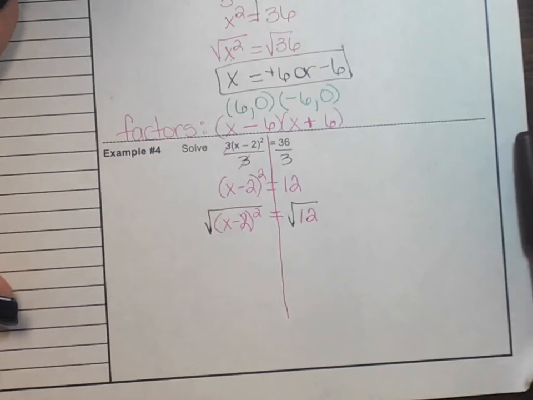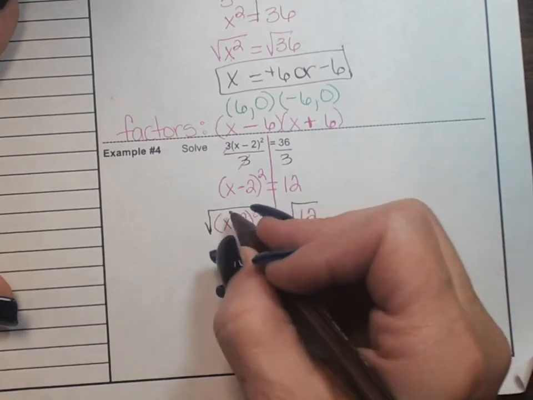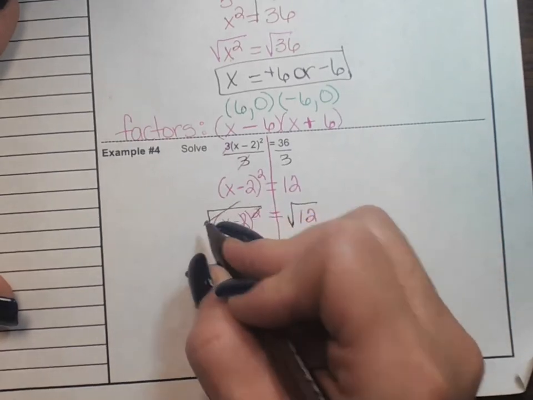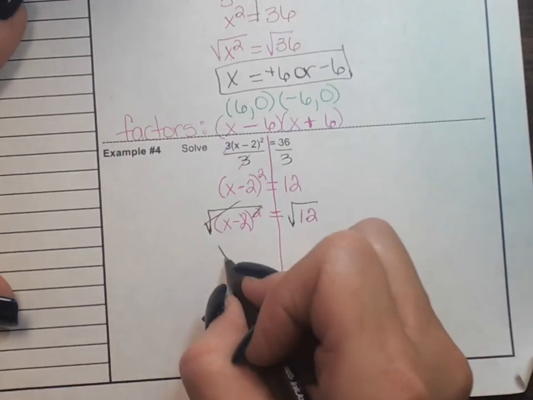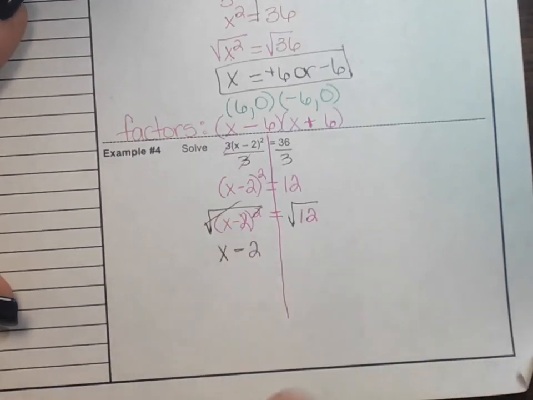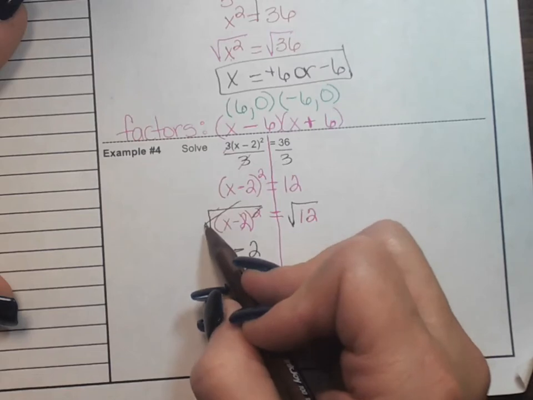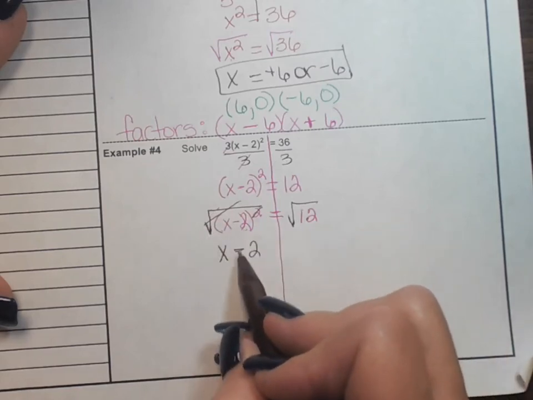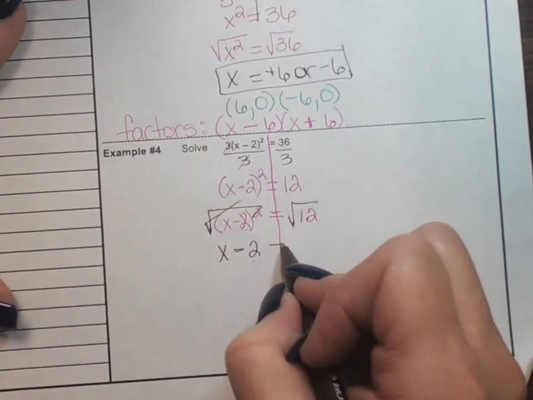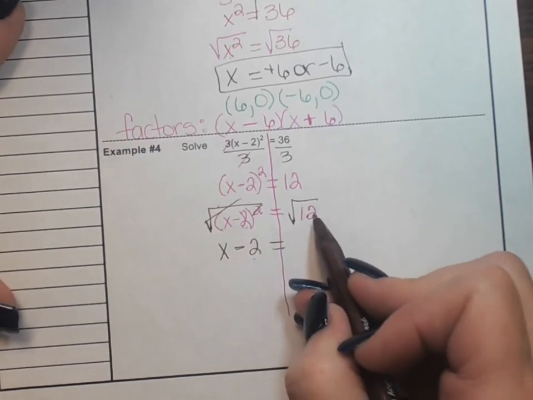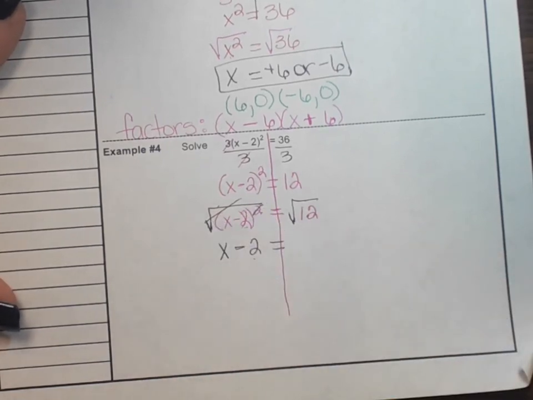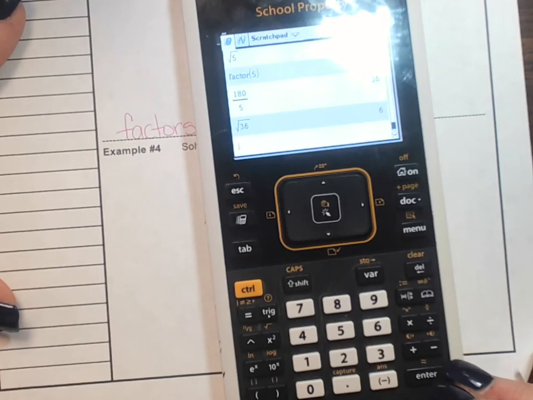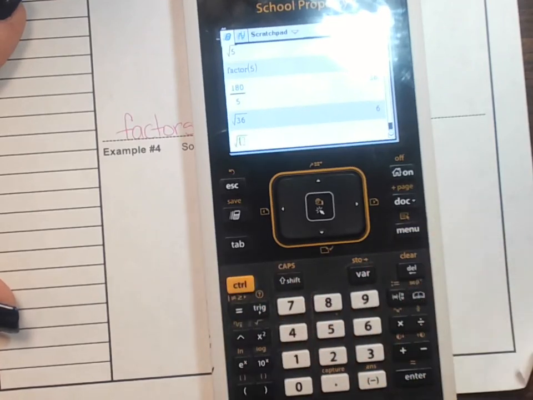Well, what happens here is the square root and the square cancel out because they're opposites, and we are left with x minus 2. So everything goes away, the square root symbol and the square, and we're left with just x minus 2 equals the square root of 12. So we need to see what is the square root of 12. When we come to our calculator and we do control x squared and we type in 12, we get a decimal, which means that 12 is not a perfect square.